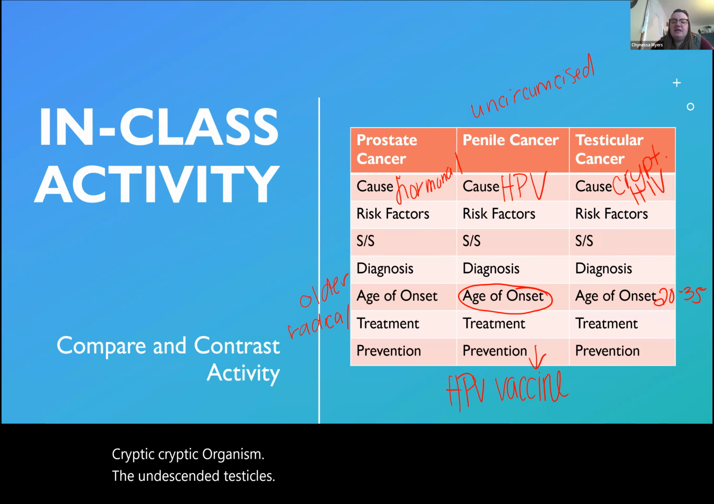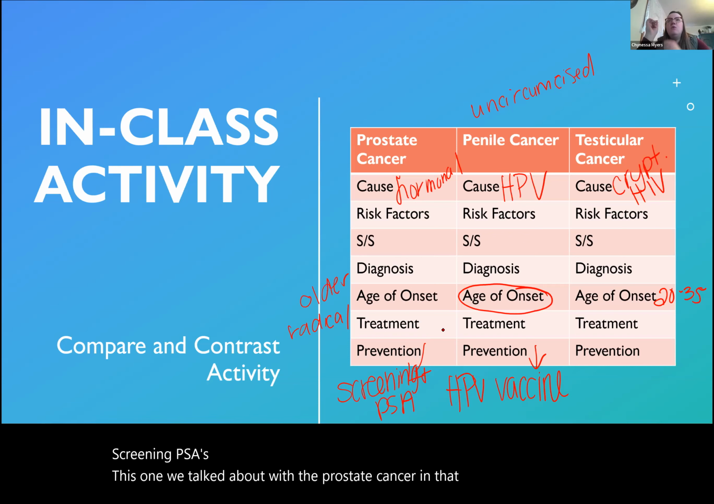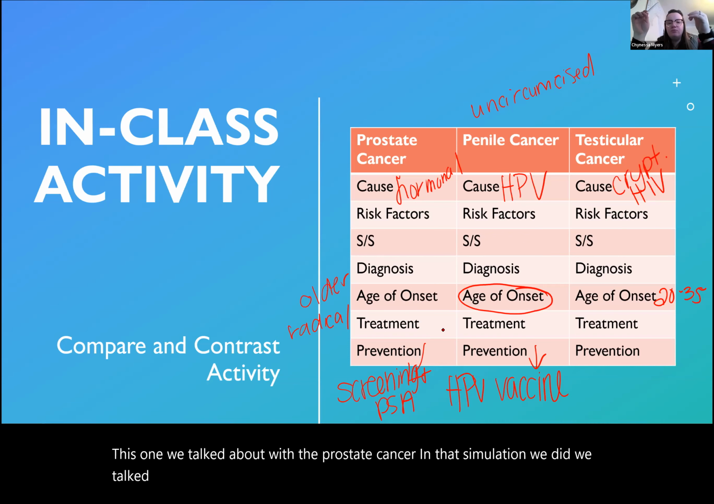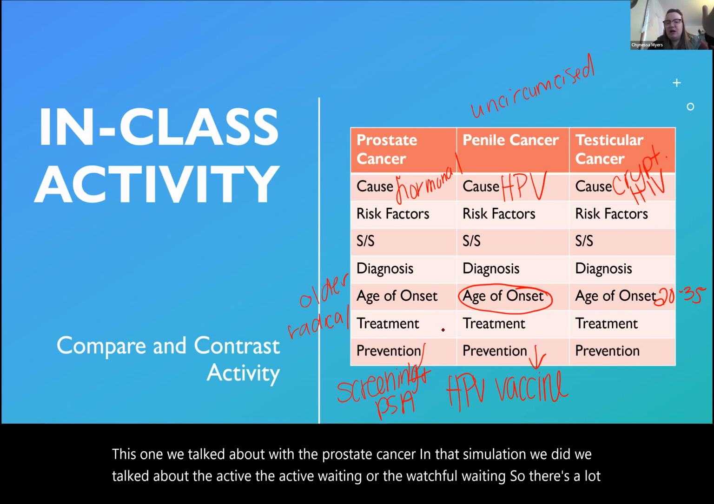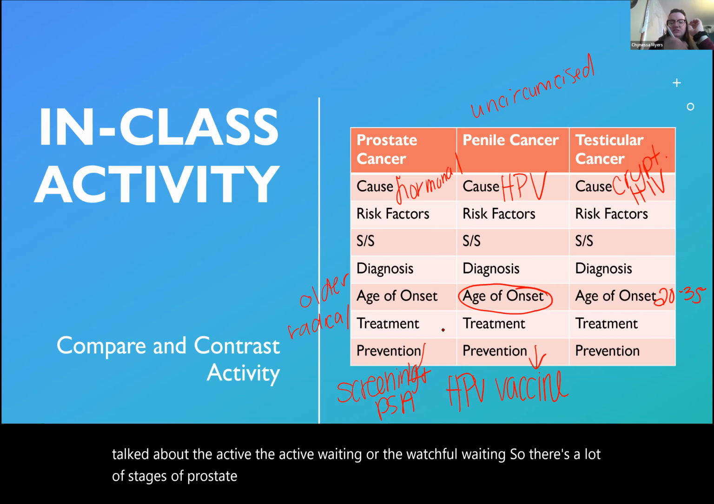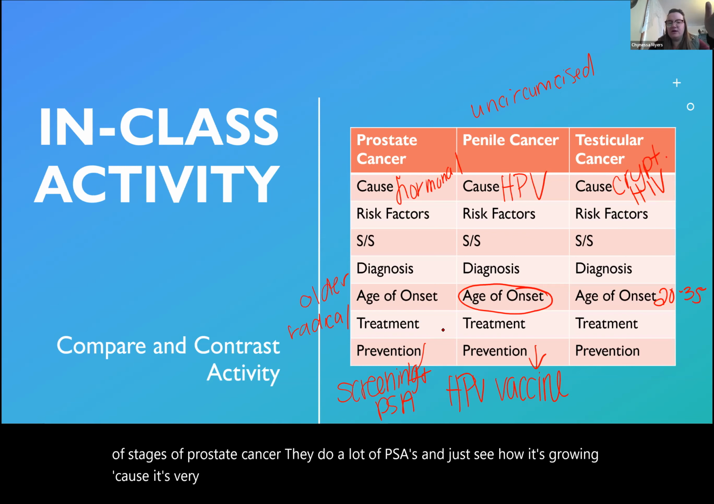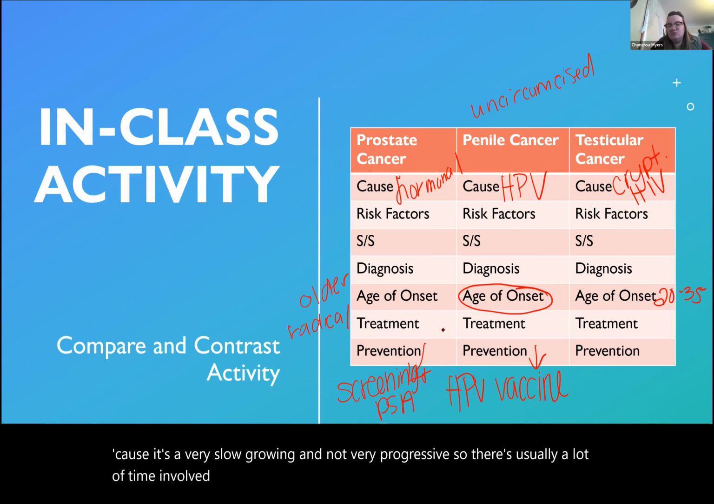Okay, prevention of prostate cancer: screening, PSAs. This one we talked about with the prostate cancer in that simulation we did. We talked about the active waiting, or the watchful waiting. There are a lot of stages of prostate cancer. They do a lot of PSAs and just see how it's growing, because it's very slow growing and not very progressive. So there's usually a lot of time involved before they have to do anything.